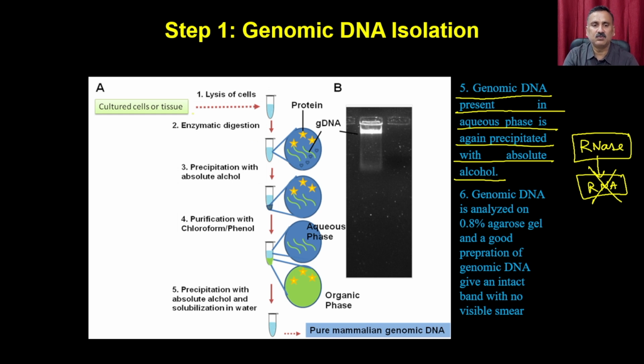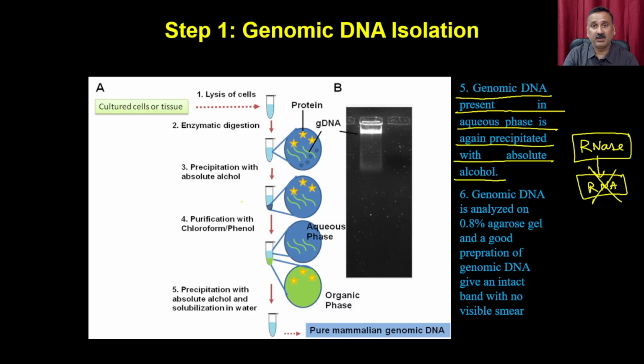First step, you are going to do the lysis. Second step, you are going to do the enzymatic digestion. The third step, you are going to precipitate the genomic DNA with the help of absolute alcohol. But when you precipitate the genomic DNA, you are also going to get the lipids and the protein part, and that you are supposed to get rid of with the help of a purification step.